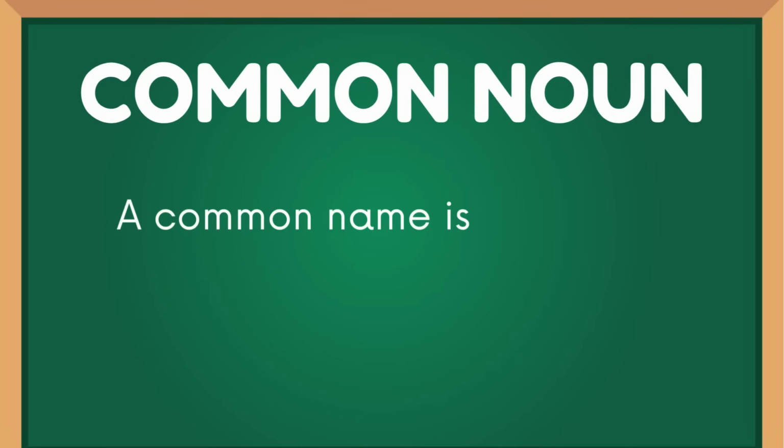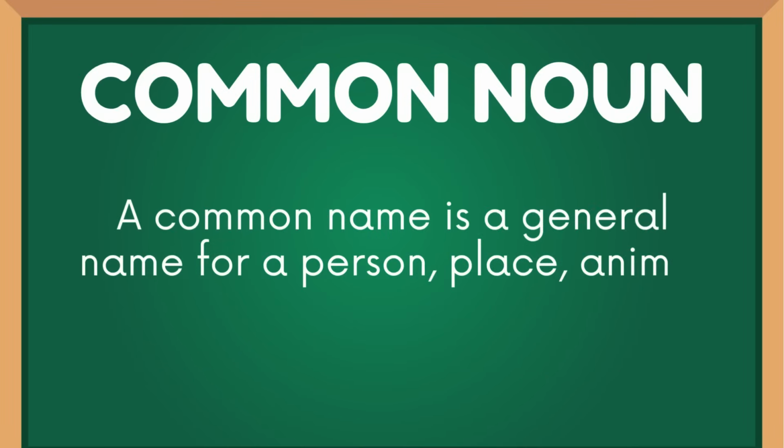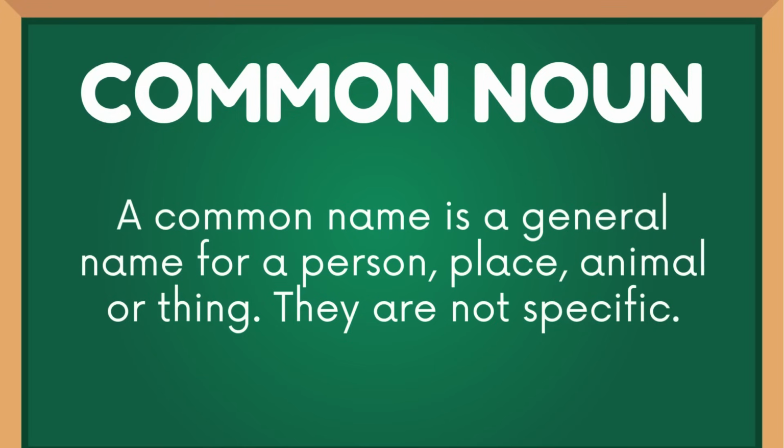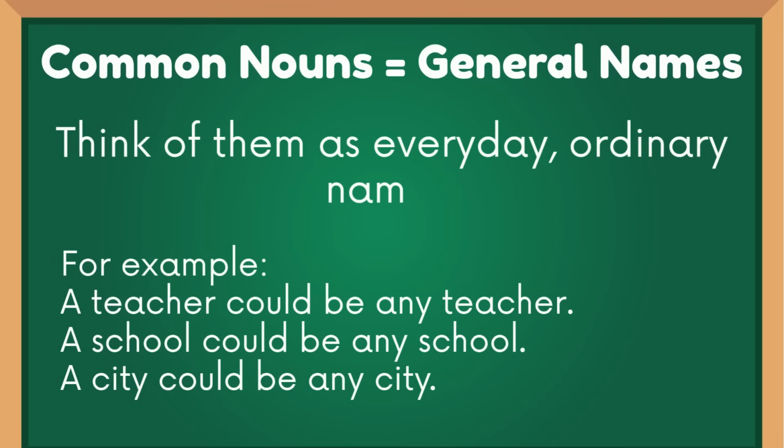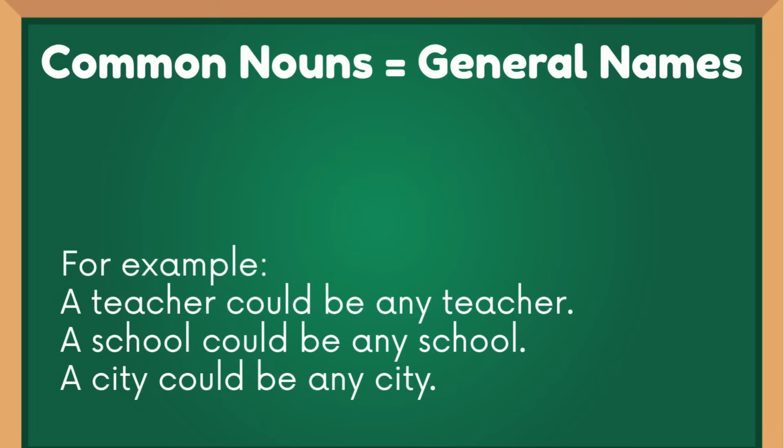A common noun is a general name for a person, place, animal, or thing. They are not specific. Think of them as everyday, ordinary names. For example, a teacher could be any teacher in the world. A school could be any school. A city could be any city in the world.